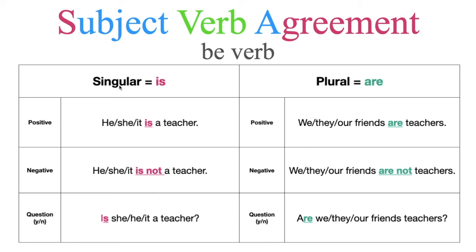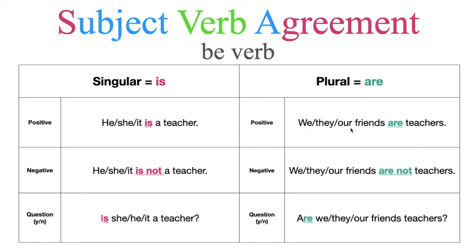If it's a negative sentence, you just put a nice not in there. He is not, or he isn't. And if it's for a yes-no question, is he or is she? For the plural side, also, when we use we, they, or our friends, you need to put are after that. My friends are. Our friends are not. Or are we, or are they, or are our friends teachers? Are they teachers? Are we teachers? So just remember, everyone, singular, he, she, it with an is.